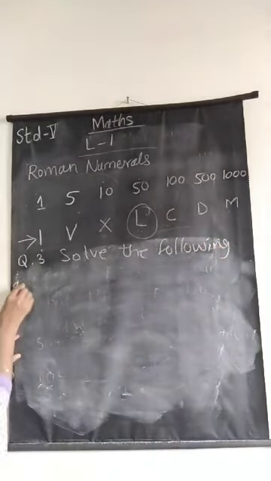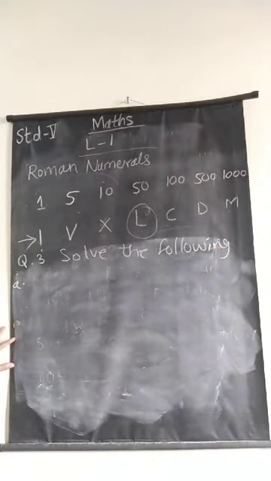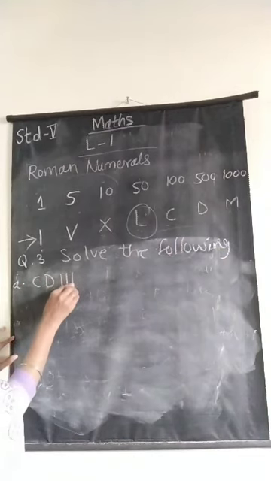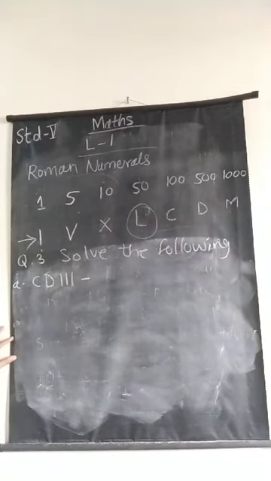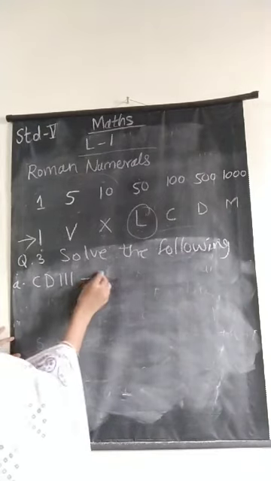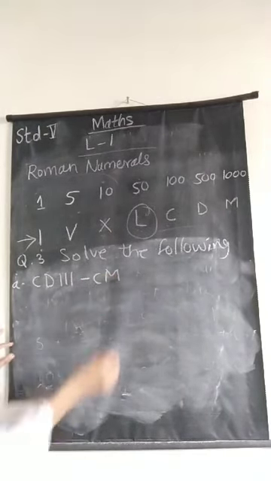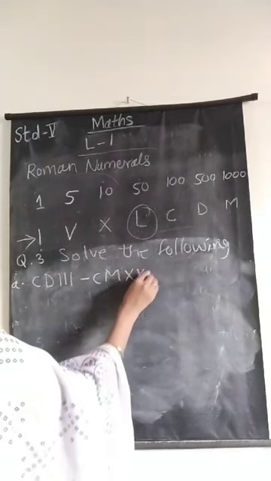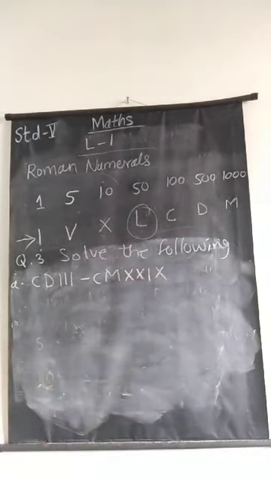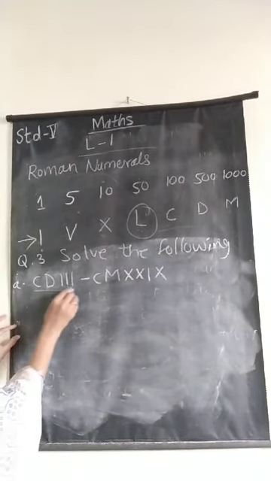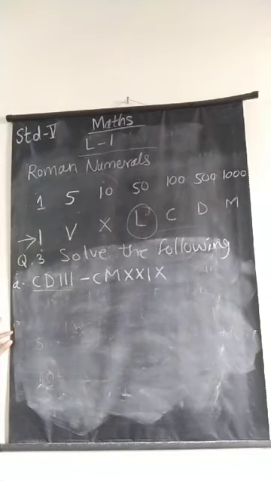The first is CDI minus CM minus XIX. Now this question is to solve the following. We have to solve this, but first we have to write this number in Roman, okay?